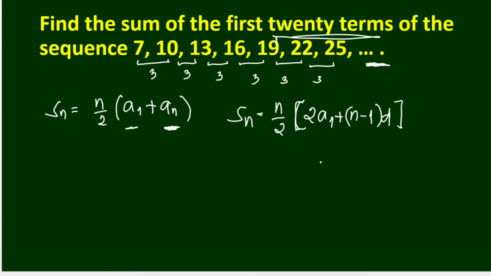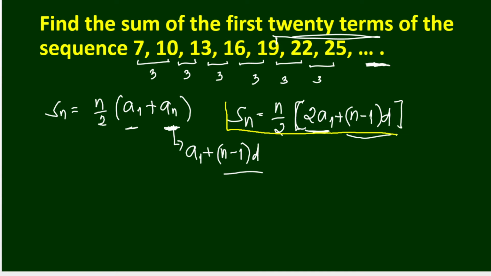This is the second formula for the sum, which is actually derived from the first formula, where we substituted a sub n. Remember our formula for arithmetic sequence: a sub n equals a sub 1 plus n minus 1 times d, right? So a sub 1 plus a sub 1 becomes 2 a sub 1, plus n minus 1 times d. Basically, this second formula is derived from our previous formulas for arithmetic sequences.